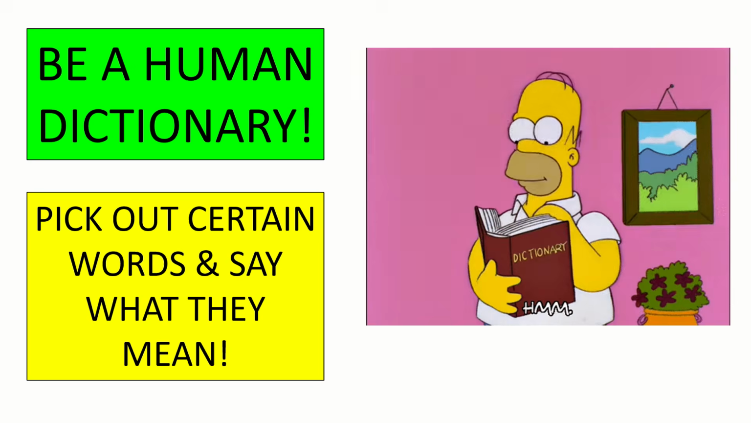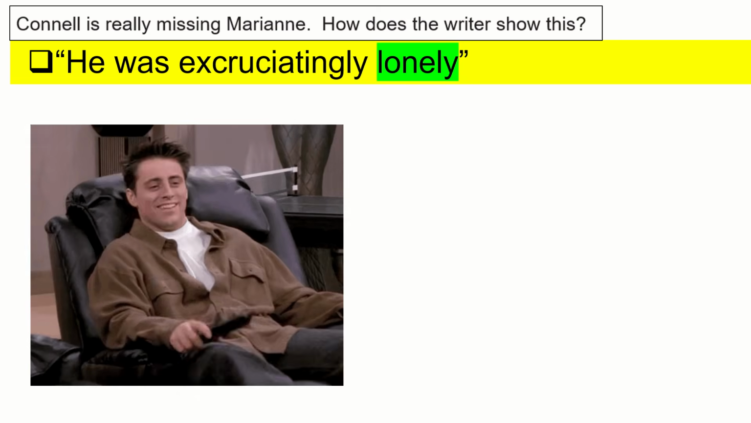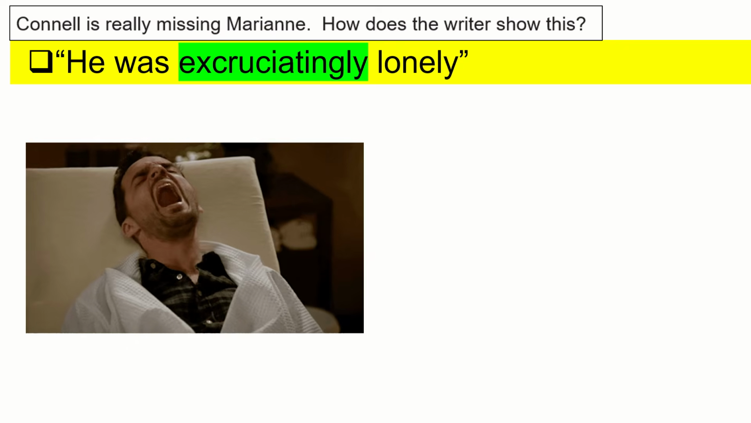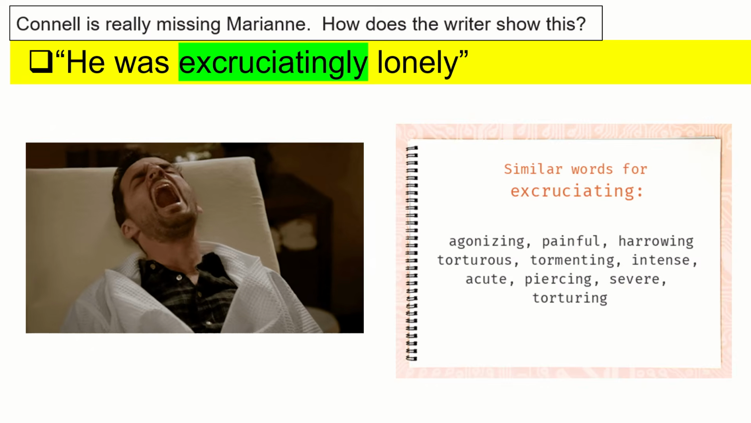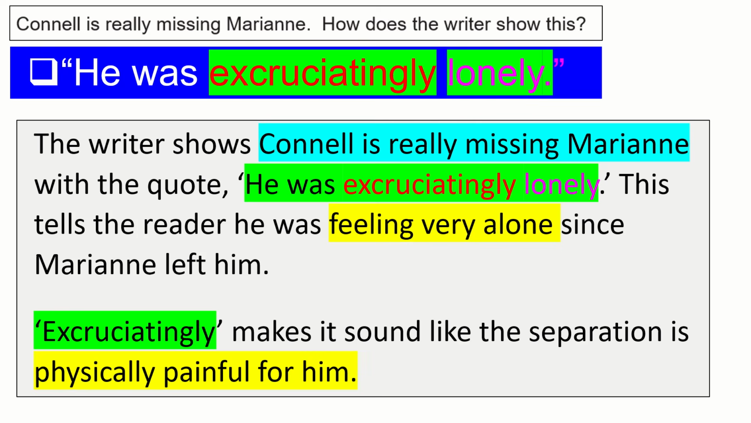Okay, again, be that human dictionary thesaurus. If it was he was excruciatingly lonely, what words do you link to that? So alone, lonesome, isolated. Excruciatingly lonely means painful, torture. So if you put them together, you could say, the writer shows Connell's really missing Marianne with the quote, he was excruciatingly lonely. This tells the reader he was feeling very alone since Marianne left him, and excruciatingly makes it sound like the separation is physically painful for him.